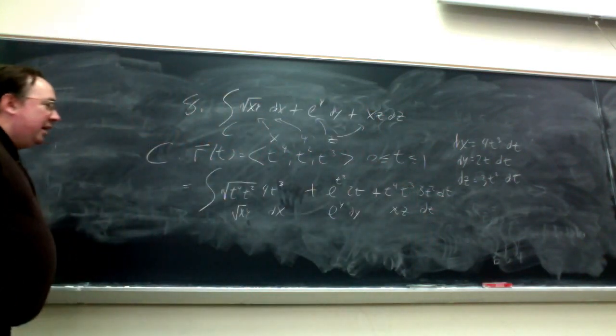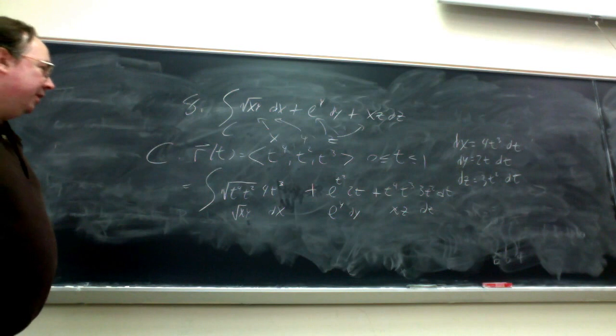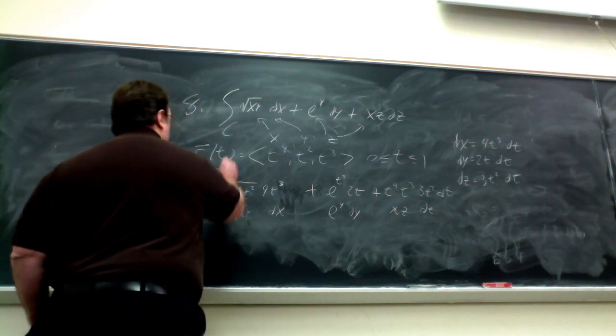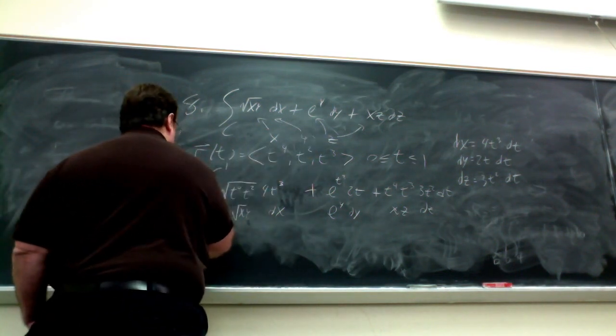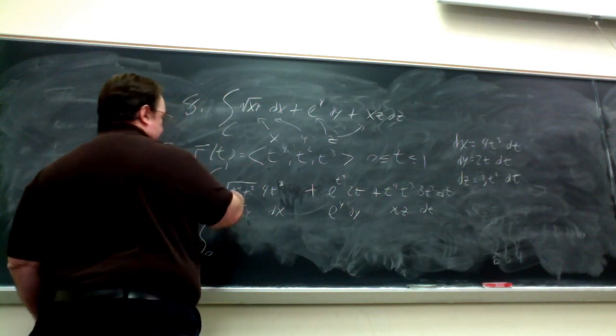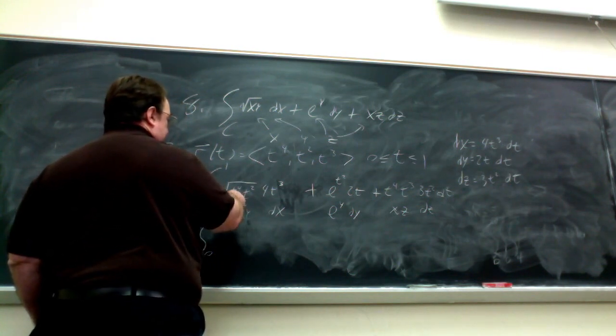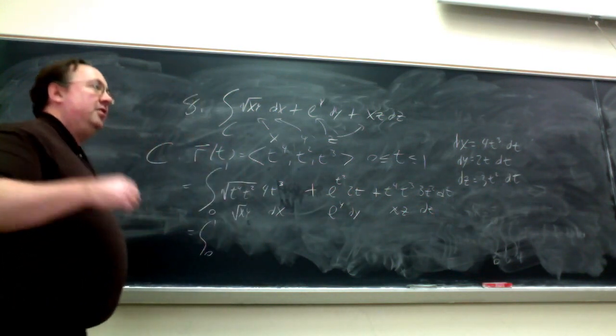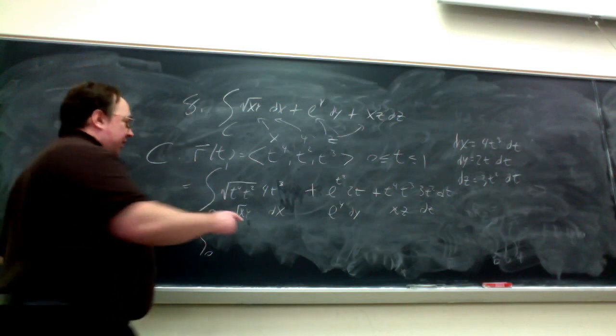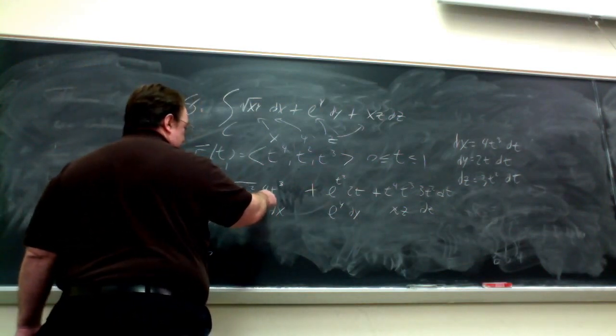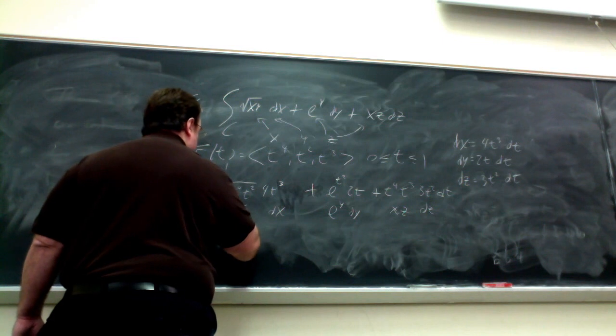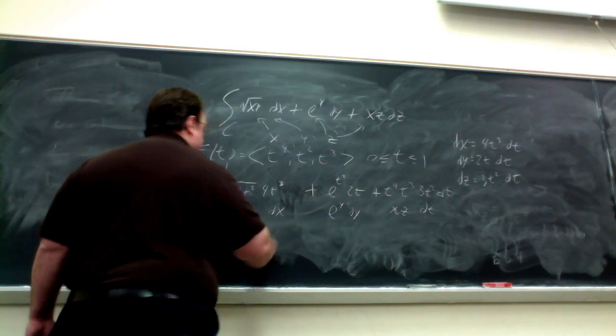Okay. And now a boatload of simplifying to do. Well, from 0 to 1, because those are the given limits on t. So what do we have? T to the 4 times t squared is t to the 6. Square root of t to the 6 is t cubed. So we're going to have times 4t cubed. So that's going to be 4t to the 6 for the first term.